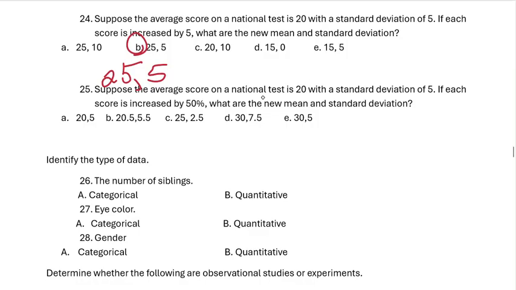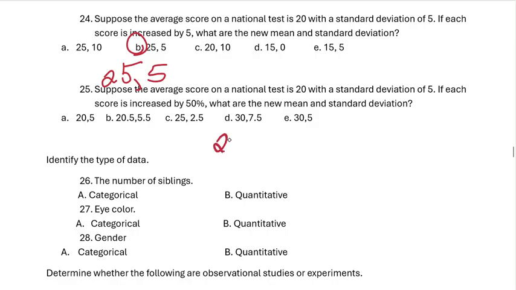Suppose the average score on a national test is 20, standard deviation 5. If each score is increased by 50%, what are the new mean and standard deviation? So when you have this increased by a percentage, you're multiplying by a number.